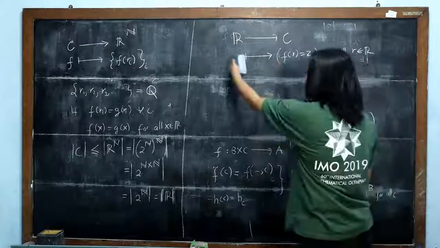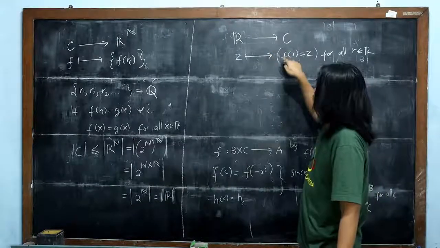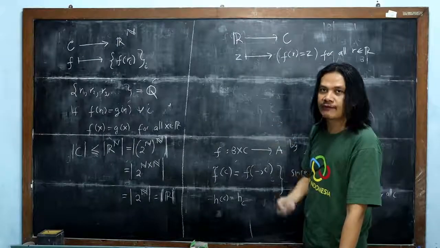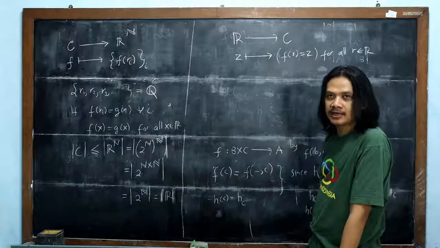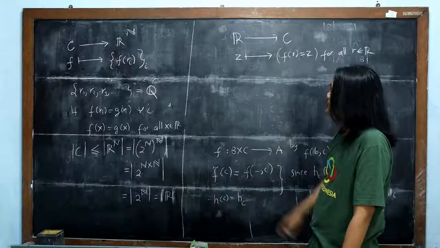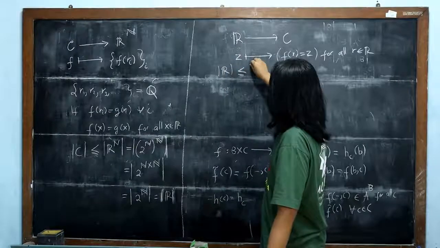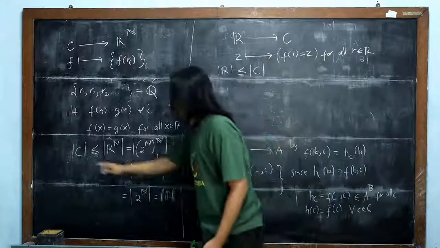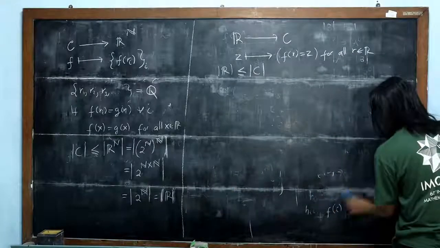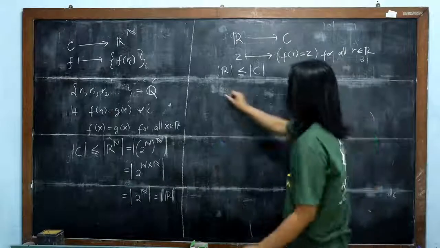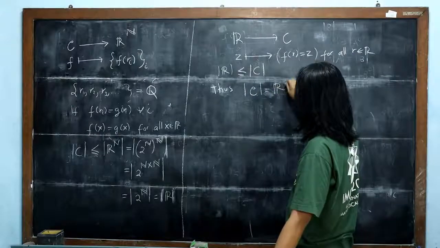So given a real number Z, from that real number we can construct a continuous function which is a constant continuous function with Z as its value. So this is clearly an injection as well. Therefore, from this assignment we know that the cardinality of R is less than or equal to the cardinality of C. Combining these two results, we have that the cardinality of C is exactly the cardinality of R. Thus, the cardinality of C is the same as the cardinality of R.